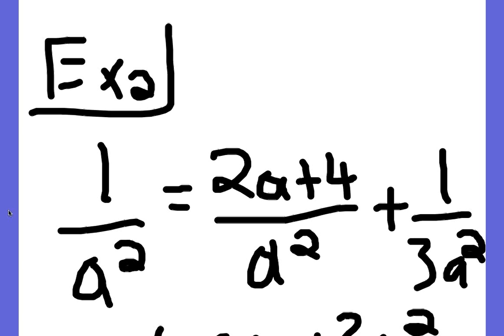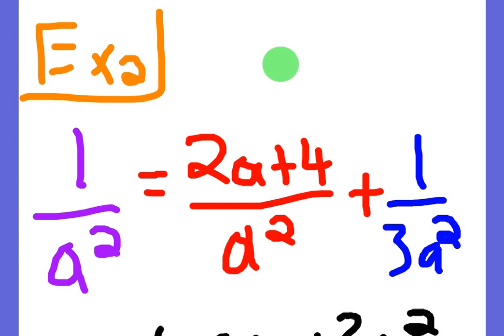Okay, we're going to continue solving rational equations involving monomial denominators. This is going to be example 2. Alright, so let's go ahead and read this question together. It's 1 over a squared equals 2a plus 4 over a squared plus 1 over 3a squared. So again, these denominators are single terms, right?